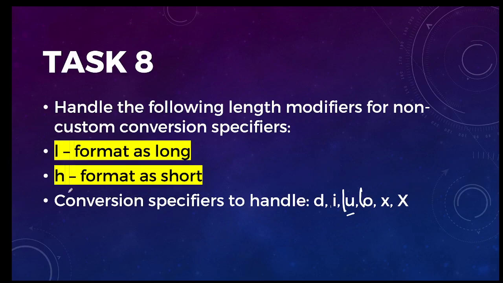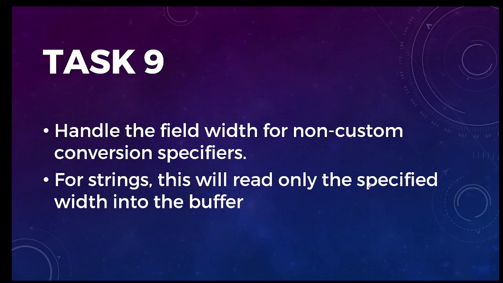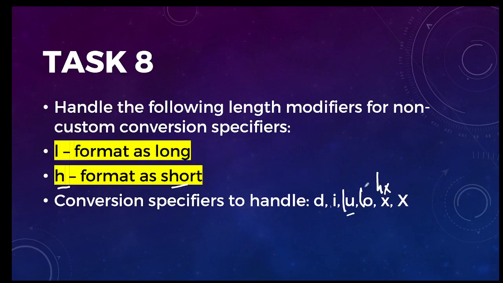Now, the next thing that you need to take note of is the H, which formats it as a short. In the same way, let's say I put the H in front of the X, then I'm going to have a short hexadecimal number. Also simple and straight to the point. Then now you're also supposed to handle the field width for non-custom specifiers, which are the same as these ones.